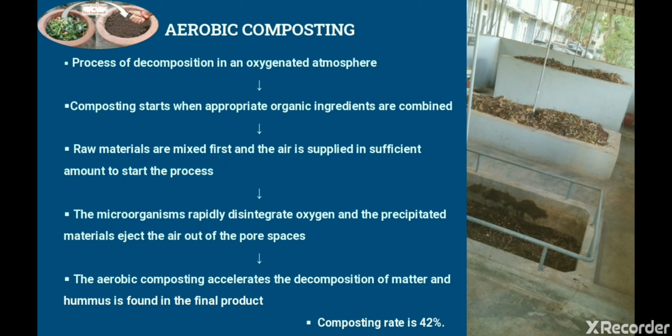The microorganisms rapidly consume oxygen and the precipitated materials eject air out of the pore spaces. Aerobic degradation slows down as the oxygen in the environment decreases and the process stops if oxygen is not provided. The aerobic composting accelerates the decomposition of matter and brings about a higher temperature increase. Actually, this temperature is higher than the temperature required to destroy the pathogens. At the same time, aerobic composting also reduces unwanted odors. In the aerobic composting process, humus is found in the final product and composting rate is 42%.